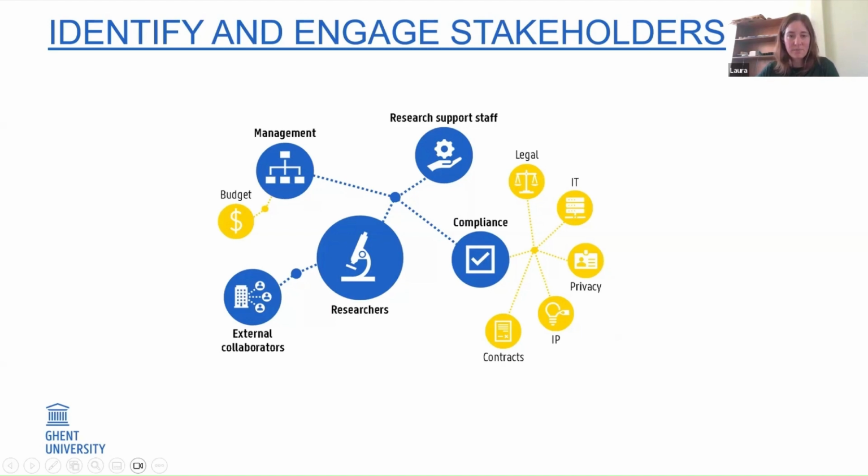It was clear from the start that we needed external collaborators to be able to access this system, but also that the system needed to be compliant. Again, valorization, tech transfer, but also IT requirements, privacy requirements were extremely important. So we needed representation from all these different stakeholders in the project and during the requirements gathering.